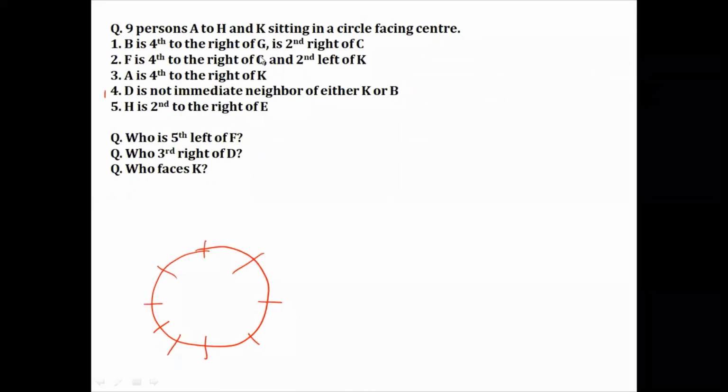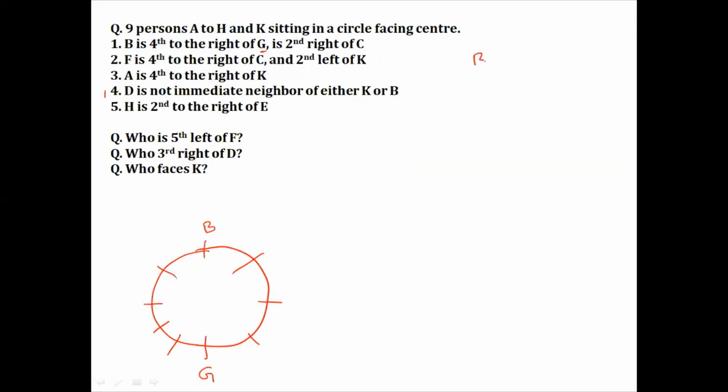B is fourth to the right of G. Now I am taking this first, because B is fourth to the right of G. For G, B is fourth right. Now if I am placing G here, this is the right side of G. Fourth right: first right, second right, third right, fourth right. So B is here. B is fourth to the right of G and second to the right of C.